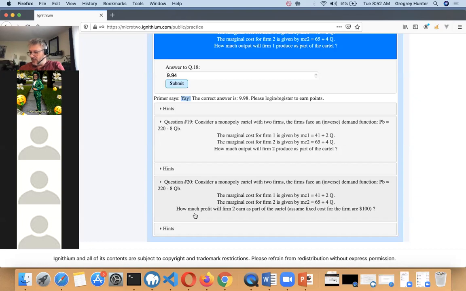So we have 9.94 and 41 and MC1, and that's our variable cost. And so there's my little trapezoid there. Okay. And our MC1 is 41 plus 2Q.